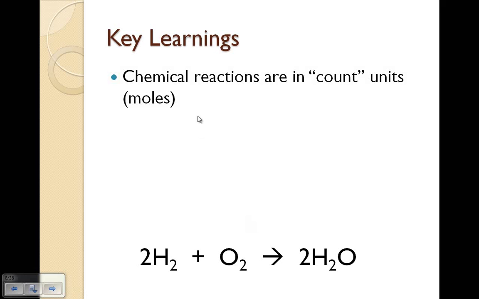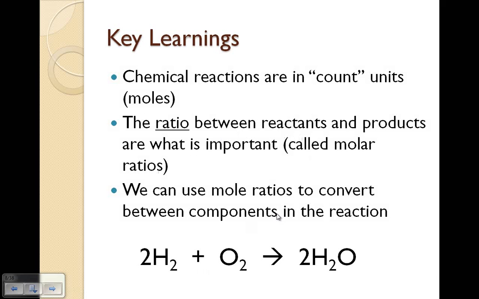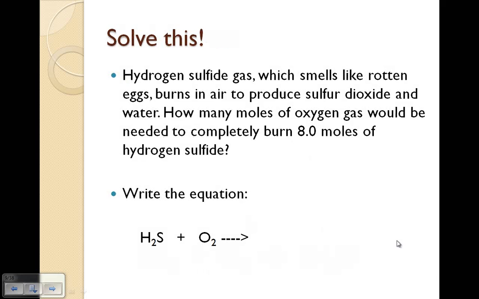So the key learning is chemical reactions are in count units of moles. The ratio between reactants and products are what's most important. That's called the molar ratios, 2 moles of hydrogen to 1 mole of oxygen, 1 mole of oxygen to 2 moles of water. And we can use those mole ratios to convert between components. So let's take a look at a real example.